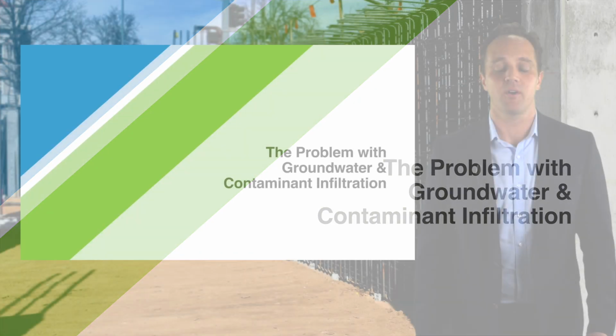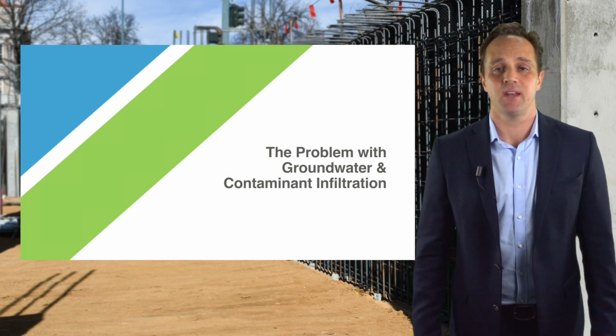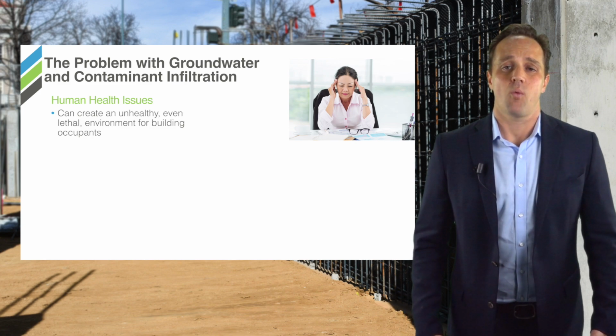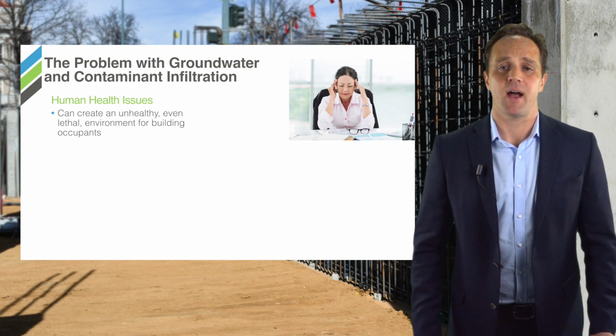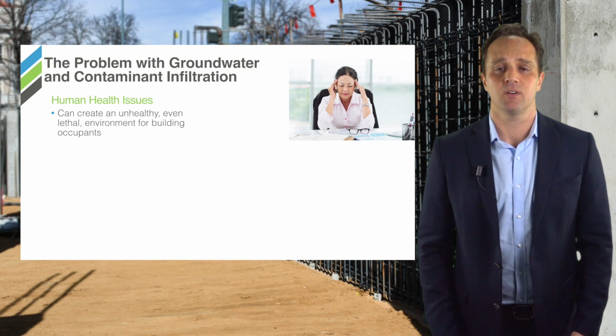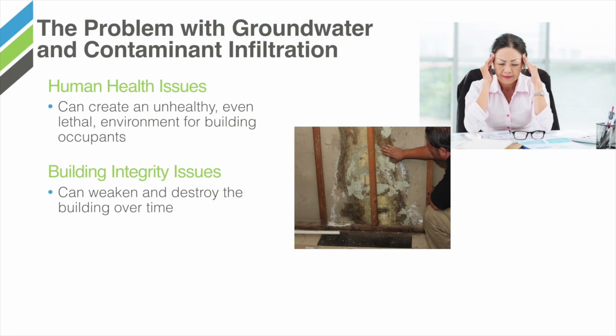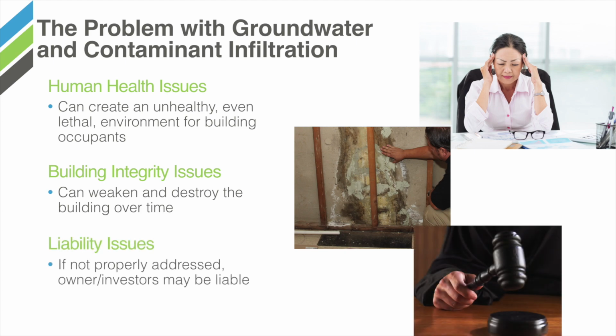The problem with groundwater and contaminant infiltration is that three main issues can arise. First, human health issues. I don't think any building owner or anybody involved in the building industry wants the occupants of its building adversely impacted because of the infiltration of contamination or groundwater. Secondly, building integrity issues. Over time, if exposed, the integrity of the building can be compromised. And finally, liability issues. If the owner does not take proactive steps when constructing the building, they may be held liable for not properly addressing any environmental challenges that were previously there.